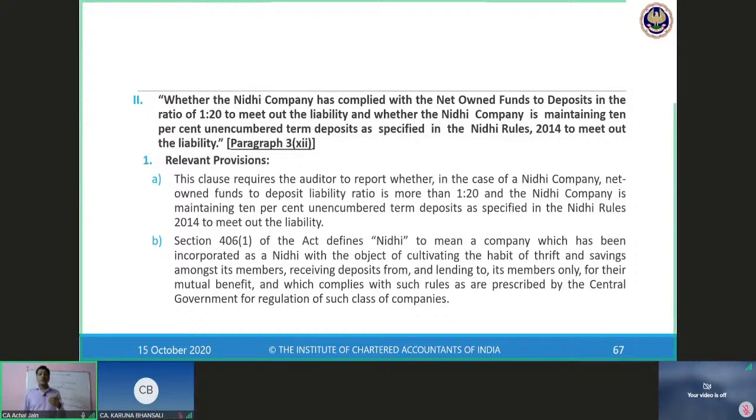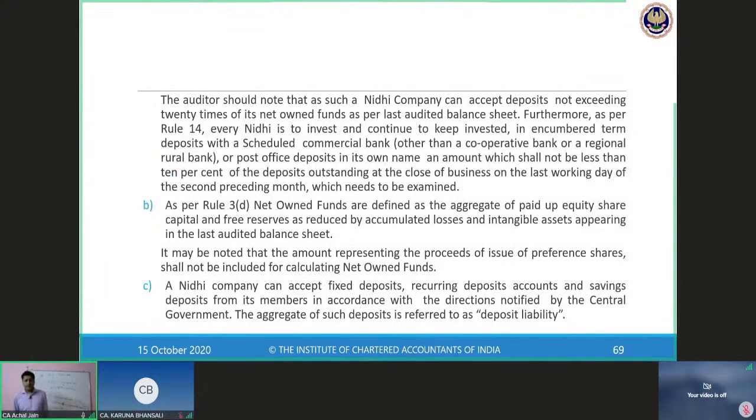Similarly, around the term deposits which they may be maintaining, he will check whether those are unencumbered or not, and what is their percentage as around the total liability. Now all of these workings will be made available to the auditor through the management itself. So the management will provide all of these details to the auditor. It's the duty of the management to provide all of these details to the auditor. Auditor is only required to verify the supporting documents.